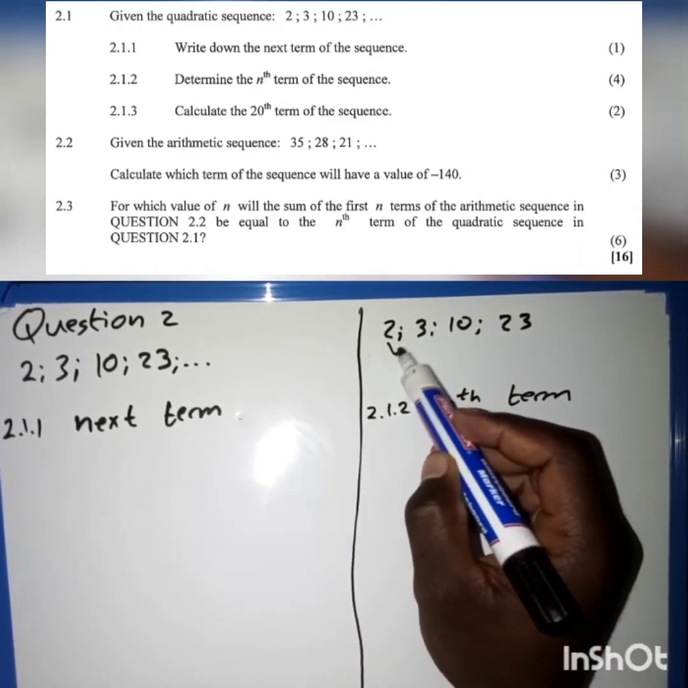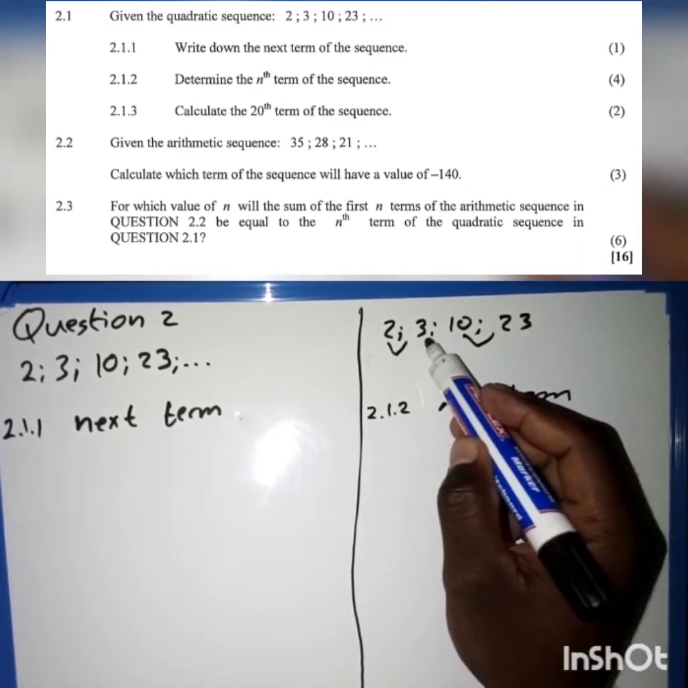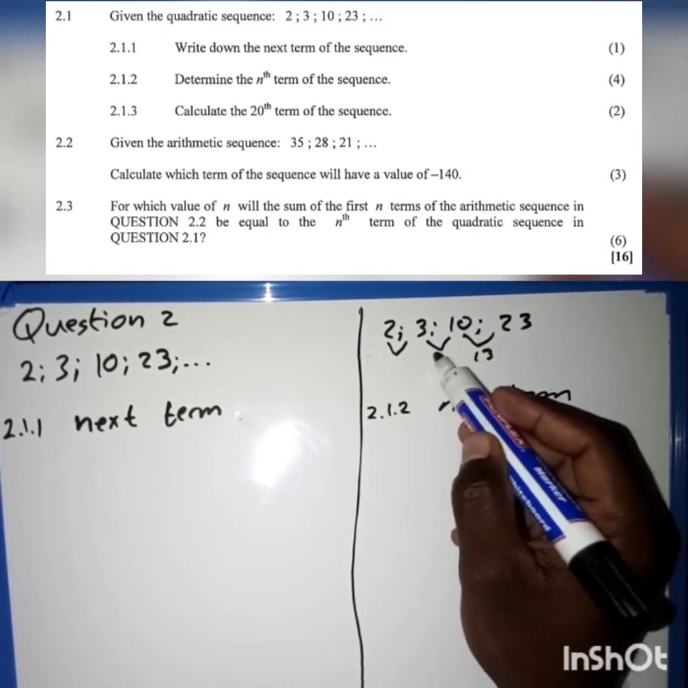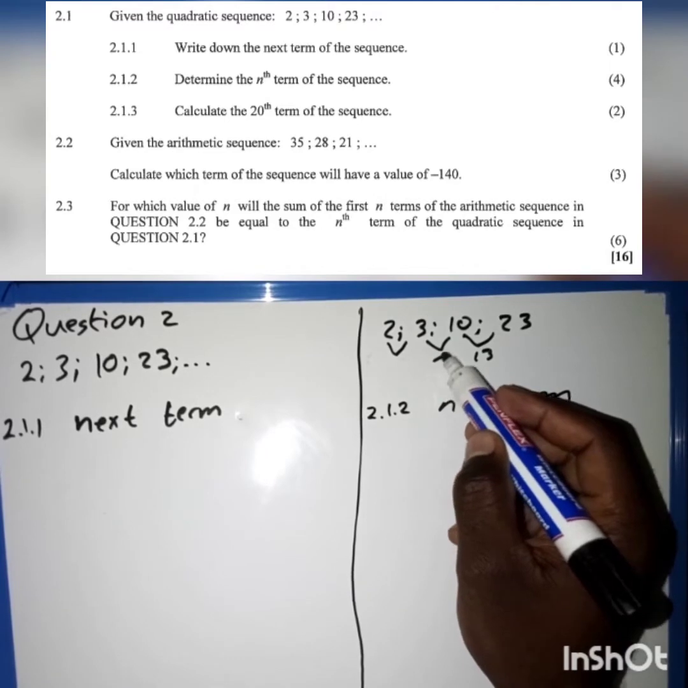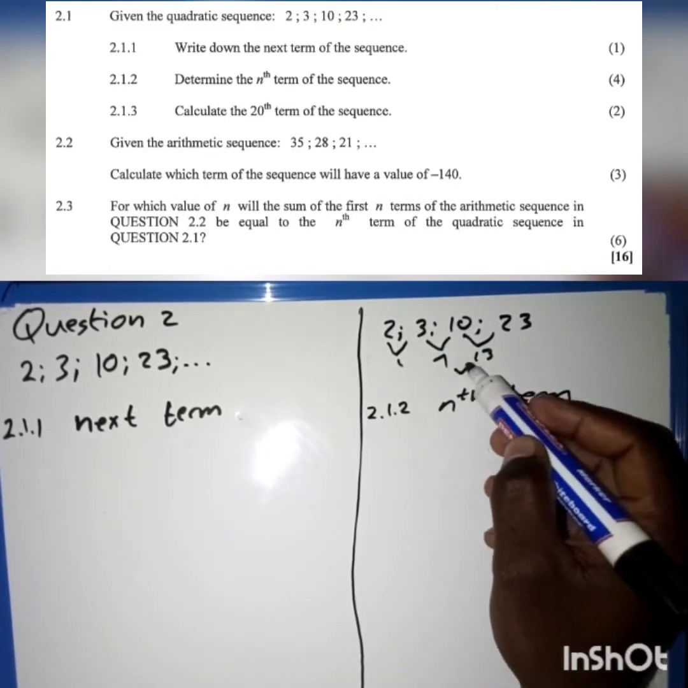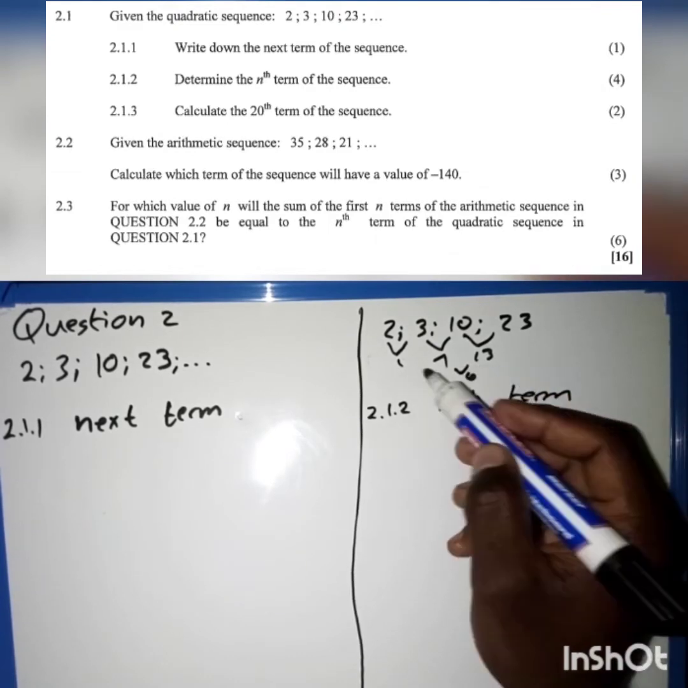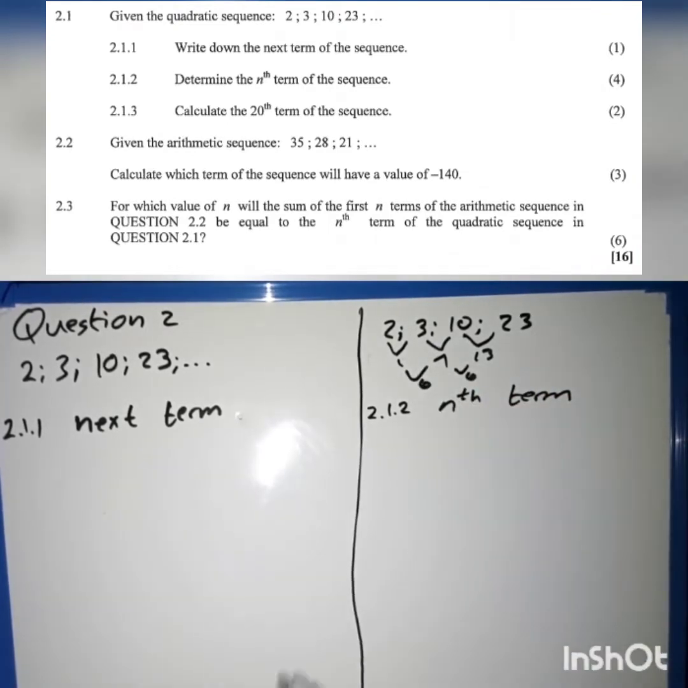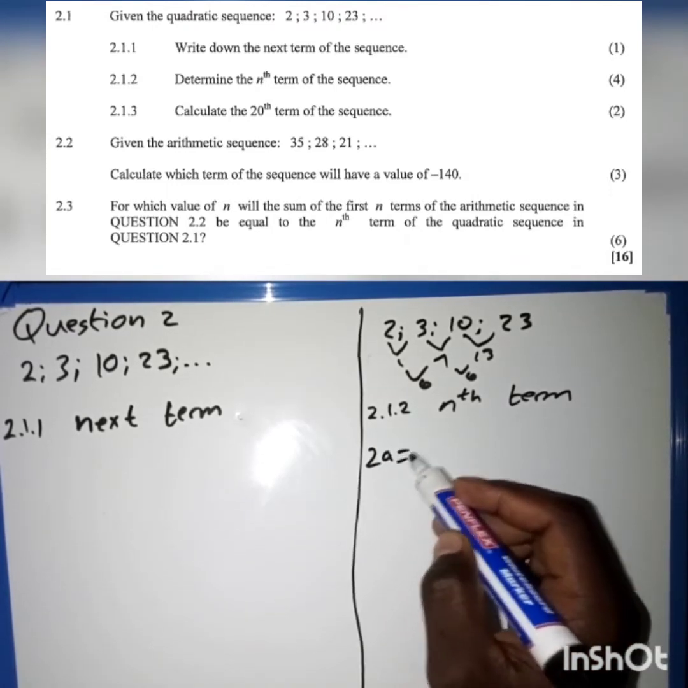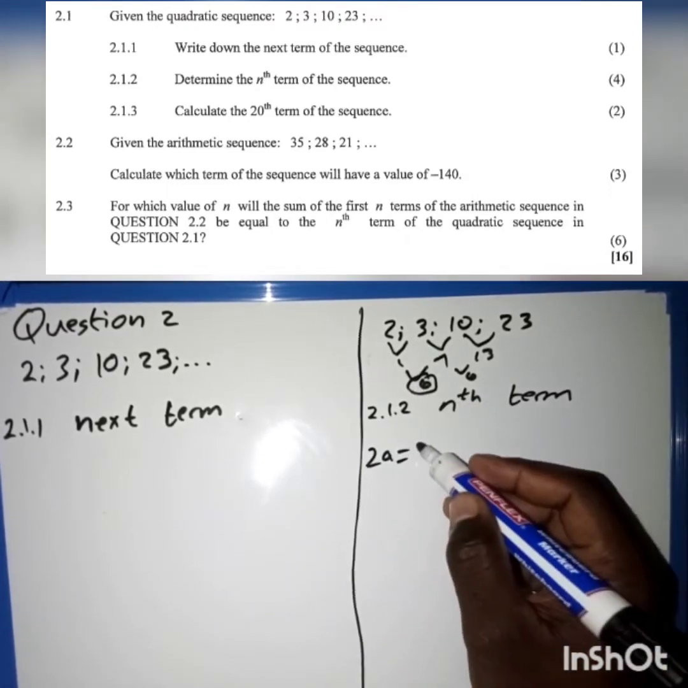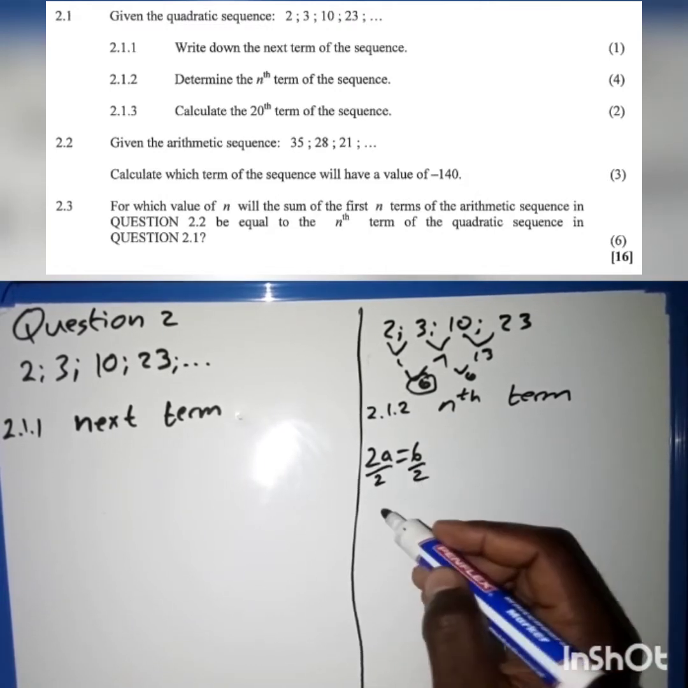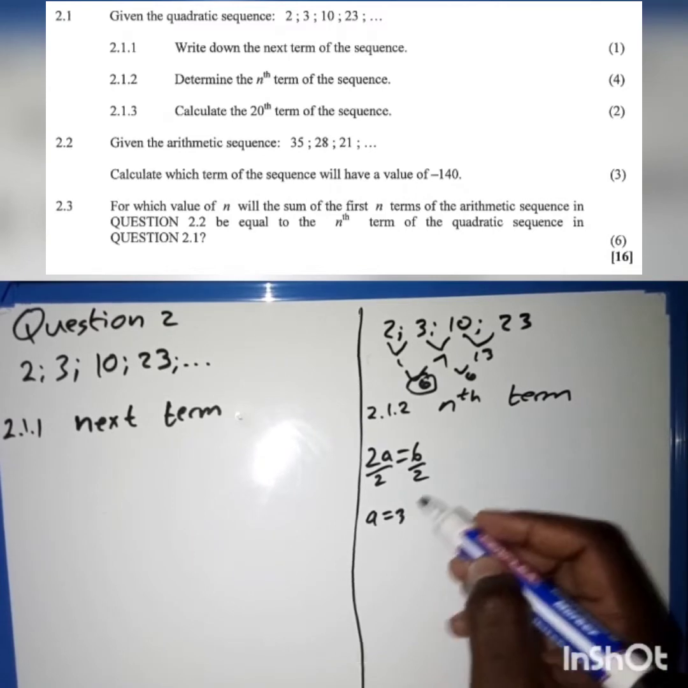So here what happens is that you have to find your A, your B, and your C. So 23 minus 10 is 13, 10 minus 3 is 7, and then 3 minus 2 is 1. 13 minus 7 is 6, 7 minus 1 is 6, right? So to find my A, I'll say 2A is equal to this value here, which is 6. Then I divide both sides by 2, so A will be equal to 3.